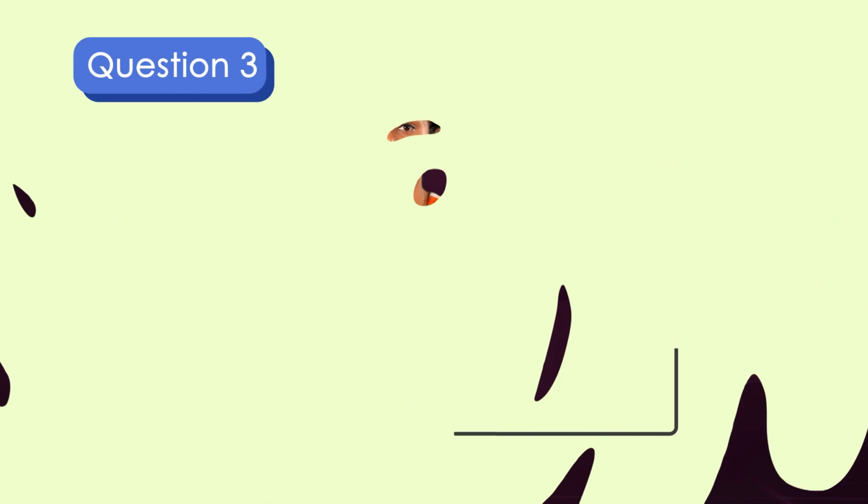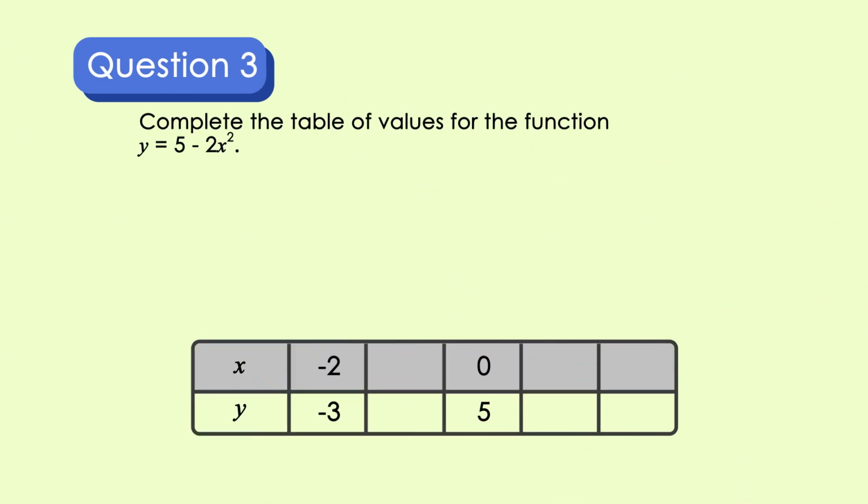Now, let us try this question. It is a simple question just to test your understanding in constructing a table of values. Question 3. Complete the table of values for the function y = 5 - 2x squared. Come on, let's do this first.